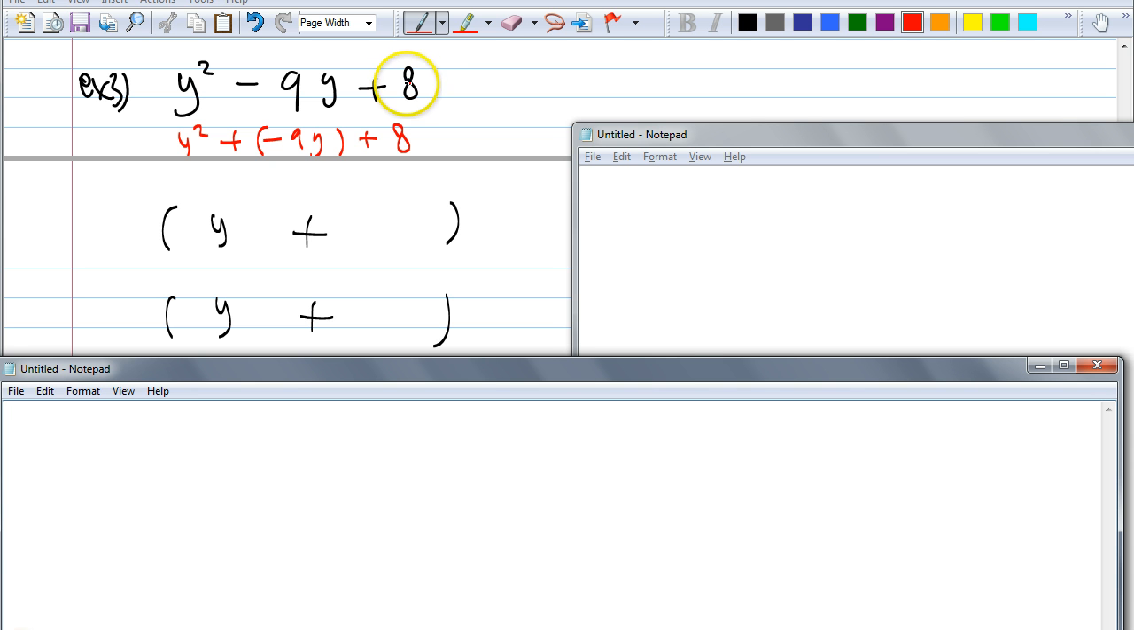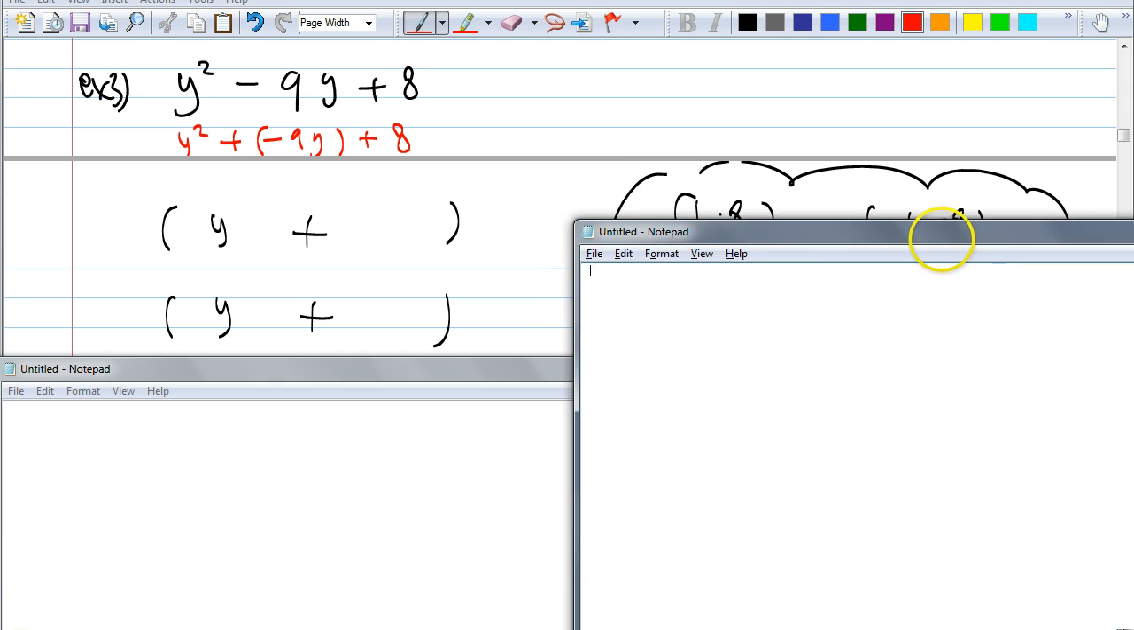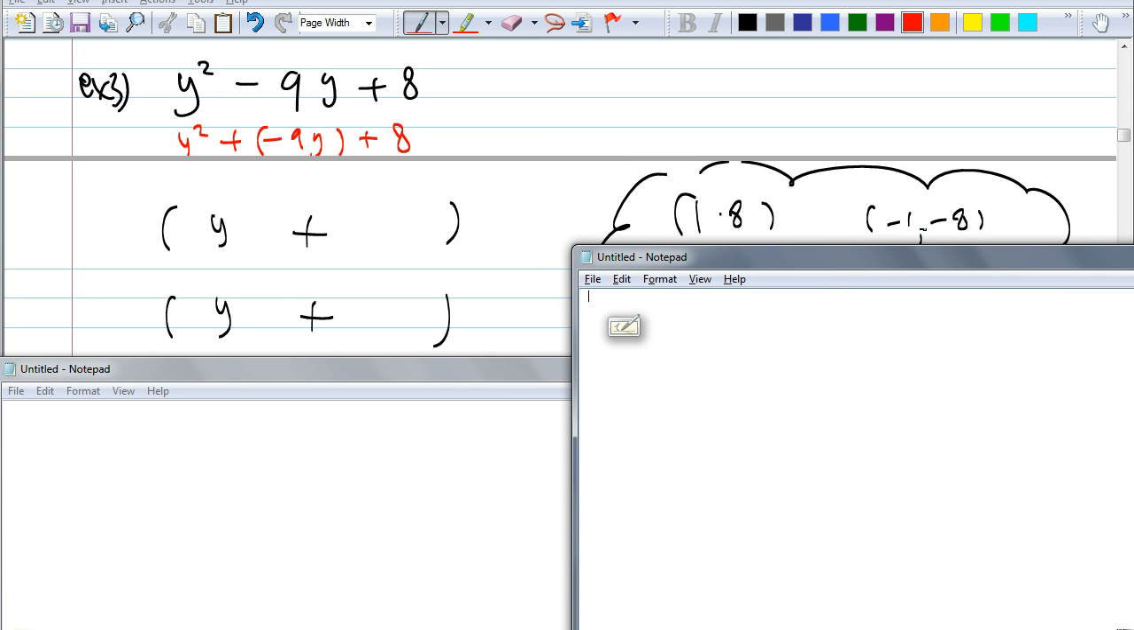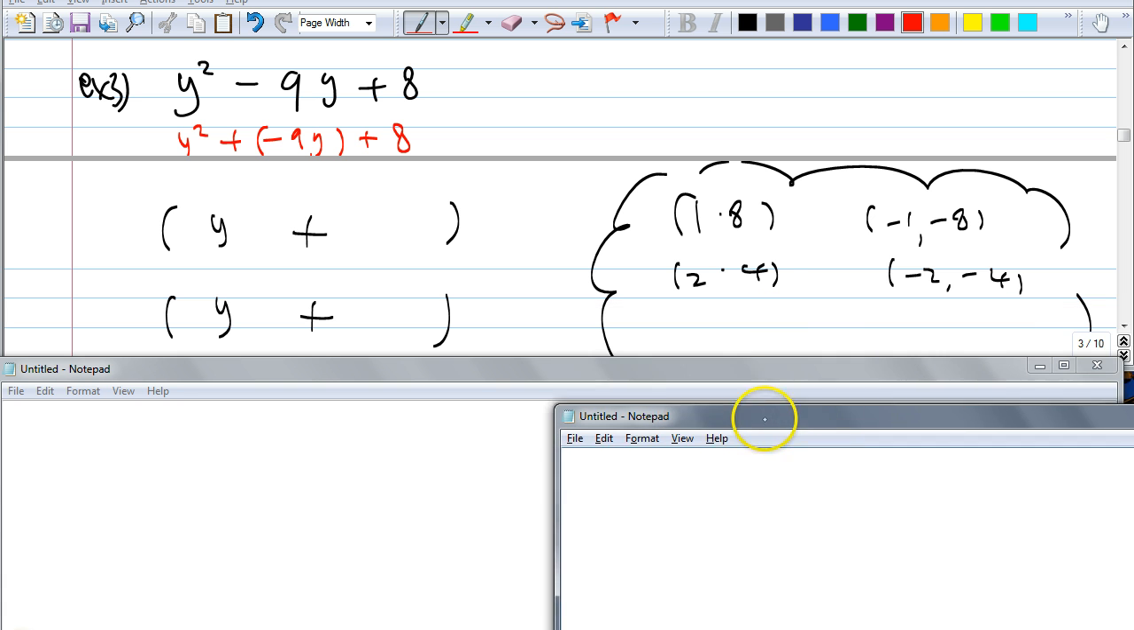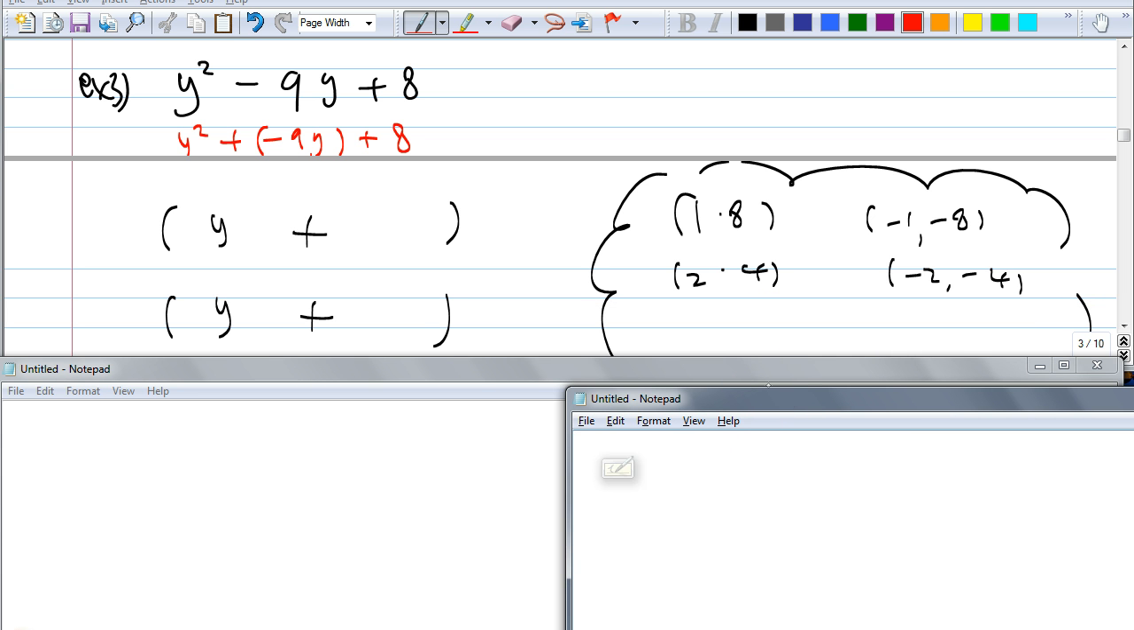In other words, how do I get 8? How many ways are there to get 8 when you multiply two numbers? What's the easiest one? 1 and 8. If you could have 1 and 8, what else could you have? 2 and 4. Don't forget the negatives. Sometimes the negatives will work out too, okay? Be careful. Are there any other? I want everybody to figure out, there's no other, right?